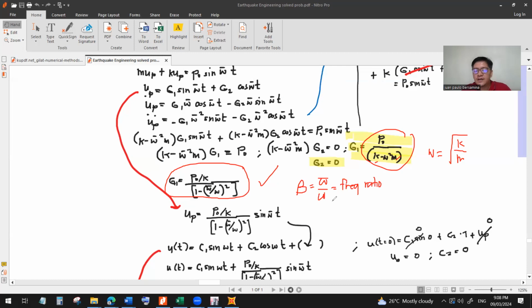So it is the ratio of the forcing frequency and the natural frequency of the system. Okay? So you can now have an idea. Let's say, for example, omega bar is equal to omega. What is that? Therefore, beta is equal to 1.